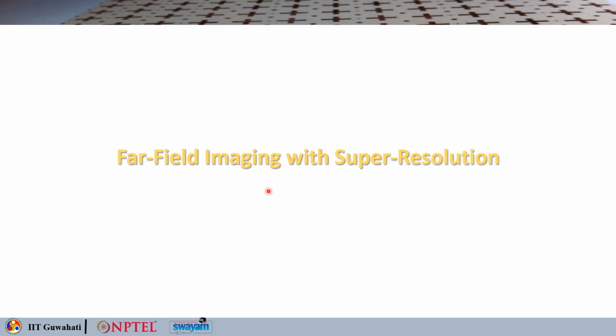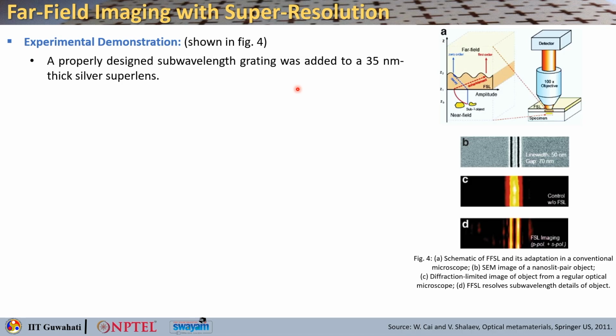So, now let us look into this particular topic in a little bit more detail, far field imaging with super resolution. Figure 4 shows experimental demonstration of far field imaging with super resolution. A shows the schematic of the far field super lens and its adaptation in a conventional microscope. You can see the far field super lens over here. This is how it looks. And here is the SEM image of the nano slit pair object.